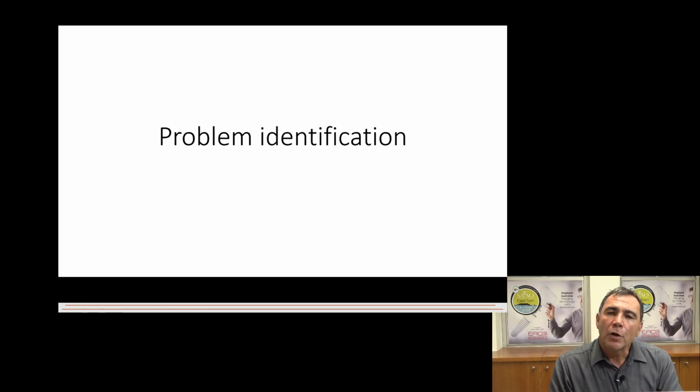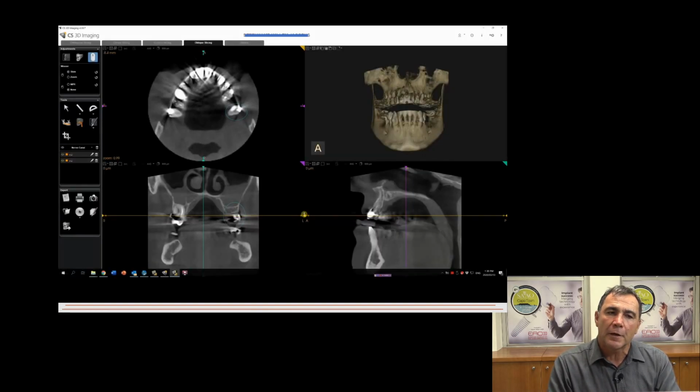So I'm not going to go through this whole case with you. I'm going to show you one problem identification, how I look at each problem that I've identified coming through the axial view. And then, because we're an implant society, I'll show you how we plan some implants. But first of all, let's go and look at the problem identification.